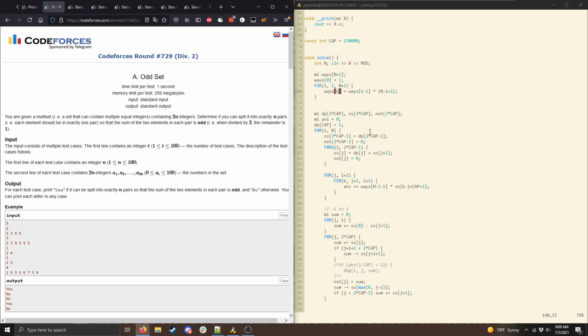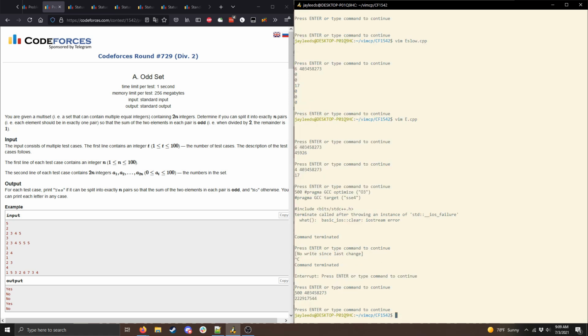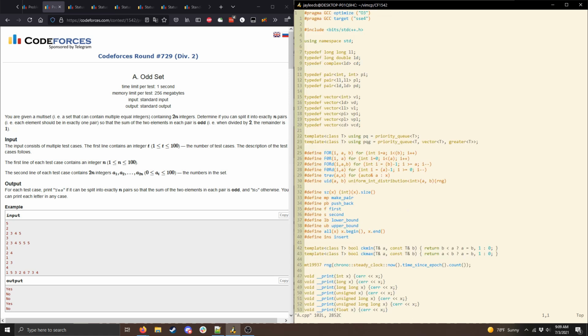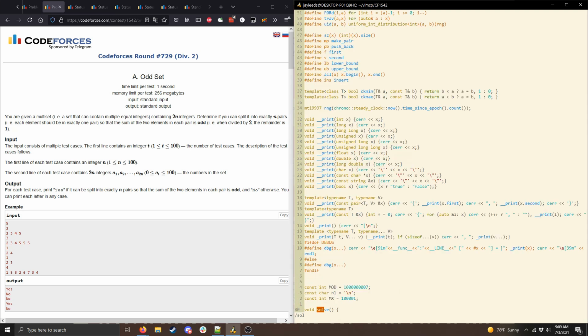And so the key idea for A is to realize that the sum of two elements in a pair is going to be odd if one of them is even and the other one is odd. And so that means that we basically need to pair up each even integer with an odd integer. And so there need to be the same number of even and odd integers. And that's pretty much all there is to it.